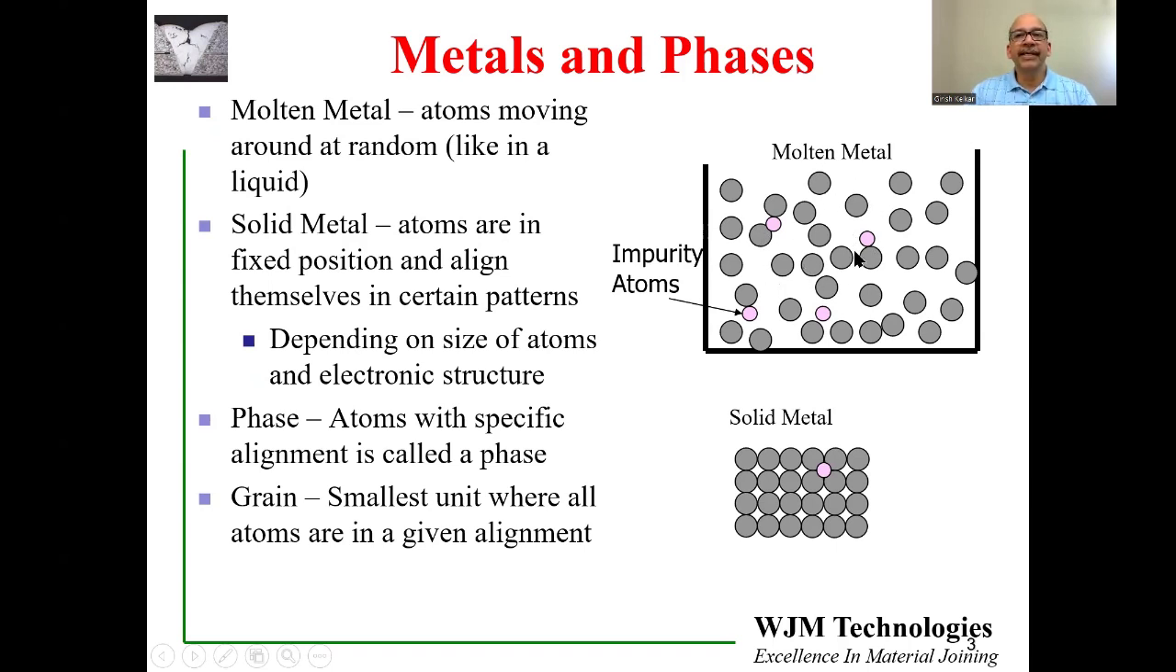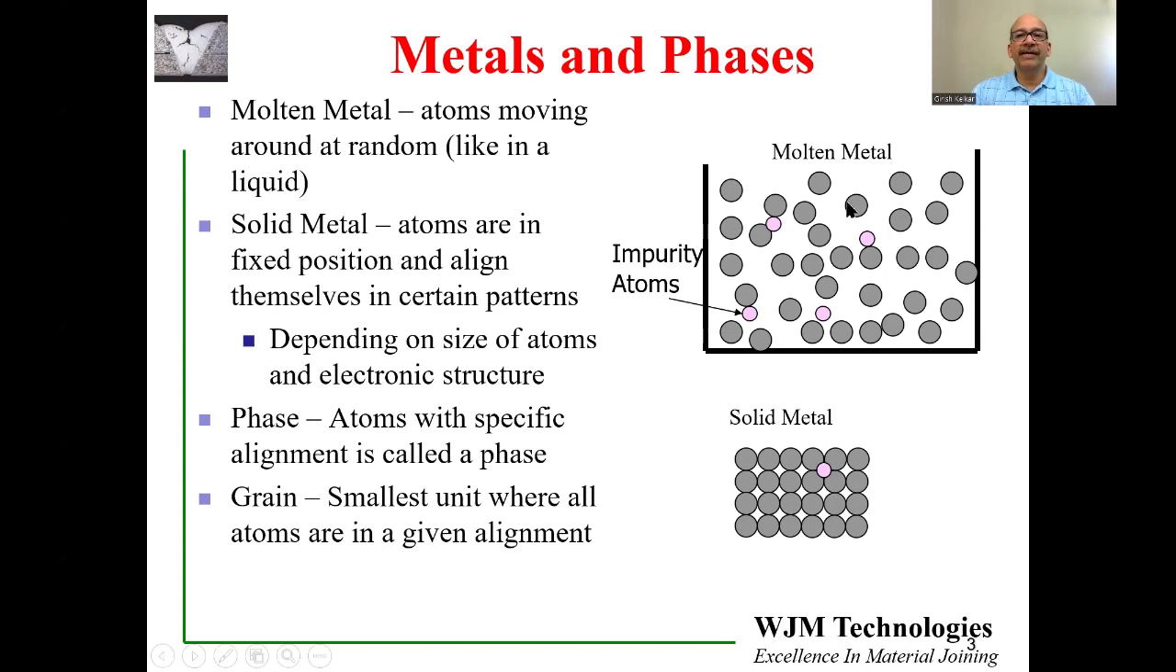As the heat source is removed and the molten metal cools down, the metal atoms start to form a certain structure based on the size and shape of the atoms. And that structure, where they are in a certain pattern with respect to their neighbors, is called a phase. The smallest unit where all the atoms are in phase is called a grain. So you could have two grains sitting next to each other, both having the same phase, but both slightly misaligned with respect to each other.